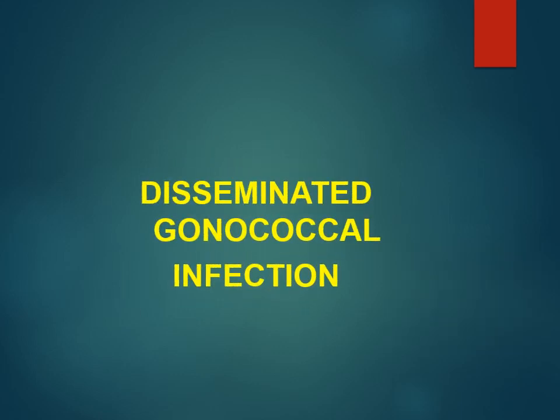Then there is another condition, that is disseminated gonococcal infection. That is a very rare condition, but in this condition the bacteria has spread to the bloodstream. So there could be polyarthritis, along with that rarely there can also be endocarditis, and there could be dermatitis. So this is when the bacteria, Neisseria gonorrhoeae, has been transmitted to the bloodstream.